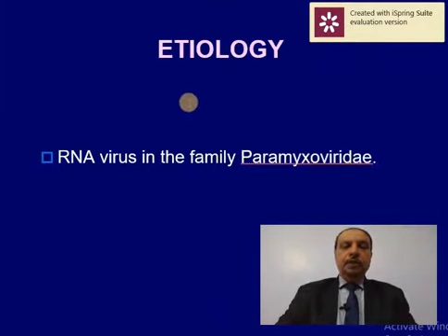The etiology of measles is an RNA virus, the measles virus, or rubeola. They call it rubeola virus. Don't think it is rubella. Rubella is German measles. So this is rubeola virus. It is an RNA virus in the family of Paramyxoviridae.